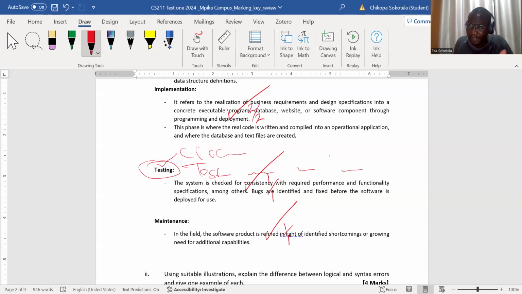Replace the word test by synonyms. Examine, evaluate, check, assess. So, okay. Maintenance: you refine your software, do upgrades, among other things.